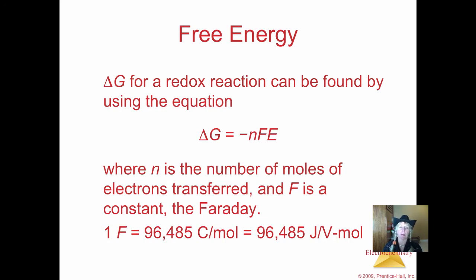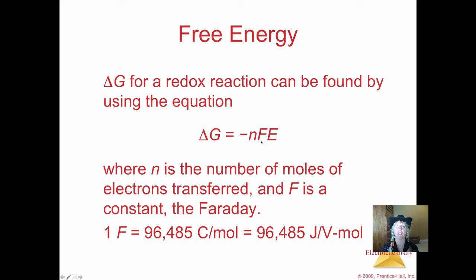So to clarify, remember delta G stood for Gibbs free energy, the energy available to do useful work. N will stand for the number of moles of electrons, and how you determine that depends upon the oxidation and reduction half reactions. Remember, the electron moles gained must equal the moles of electrons lost in the other half reaction.